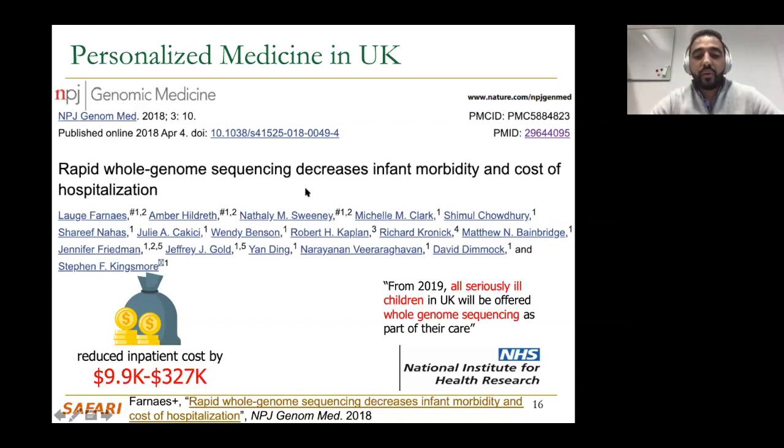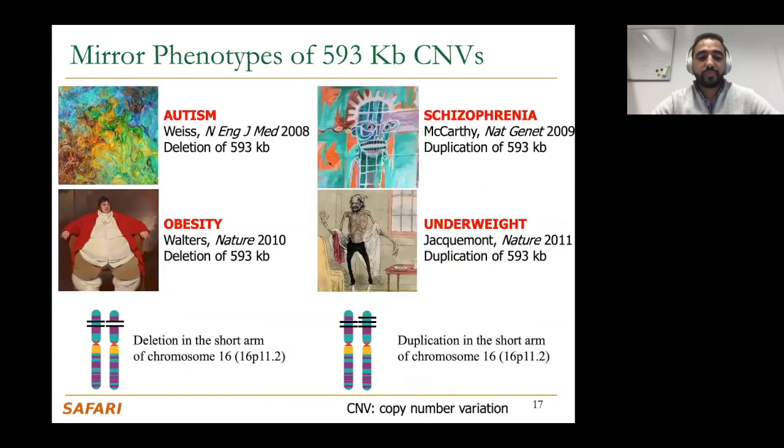So in the UK, starting from last year, they started to do genome analysis for any seriously ill children. And they expect to save the inpatient cost by $10,000 to $300,000 per patient. So think about how important it is to do this in Switzerland, for example.